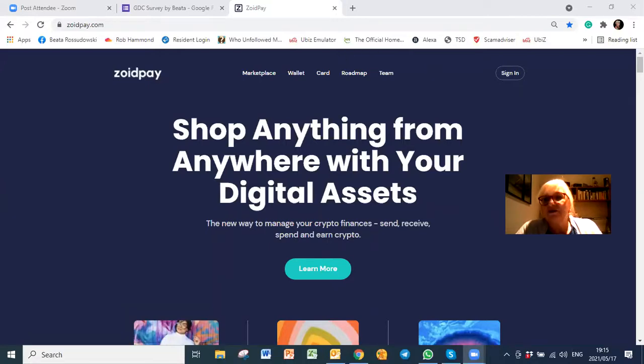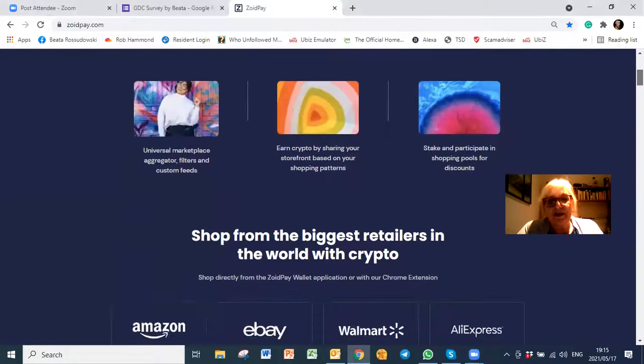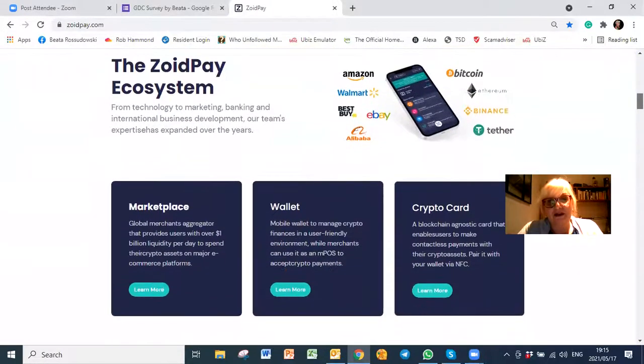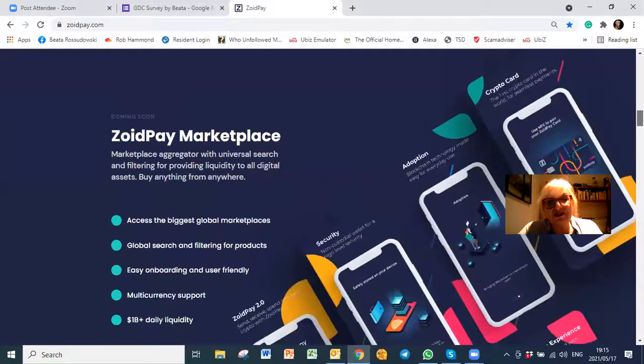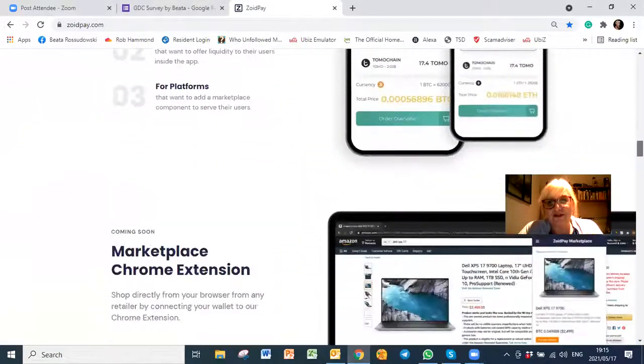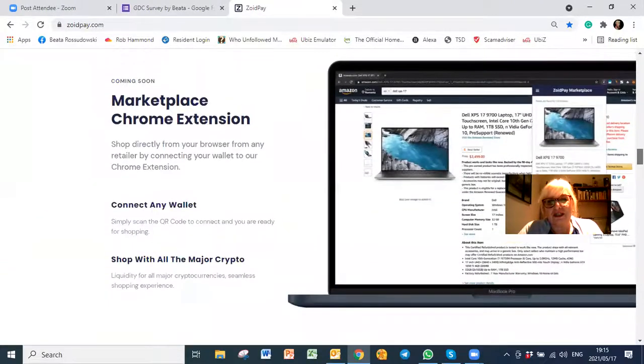There is a lot of information on the new ZoidPay web page. I think the most interesting to me is just looking at the marketplace, and obviously what Miltos was presenting the other day, that on Amazon they already got the plugin, which means that you will be able to buy goods on Amazon with your ZoidPay coin.